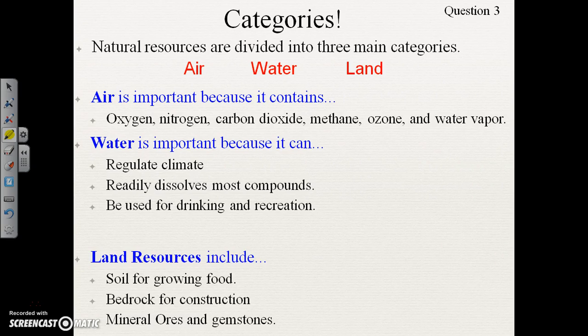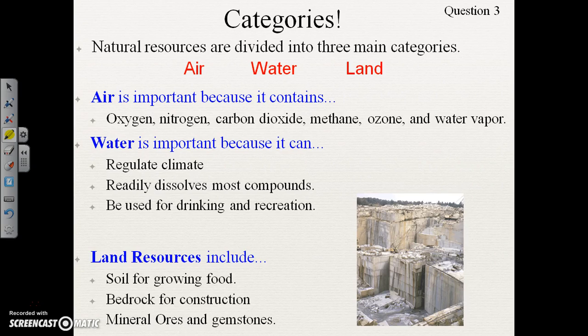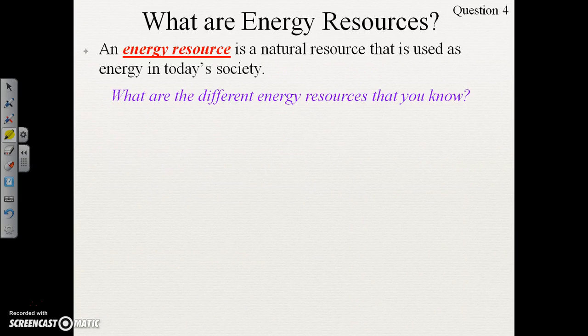And lastly, land resources. And land resources, we categorize those again into three main groups: soil for crops and growing food, bedrock, again, for some sort of construction, and mineral ores and gems. Those are like diamonds, jewels, etc., etc. Copper is considered an ore. And all of those resources can be divided into different energy resources.